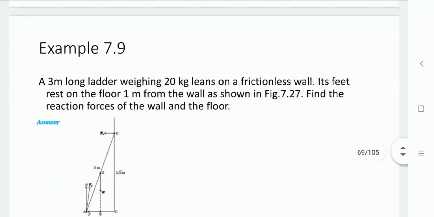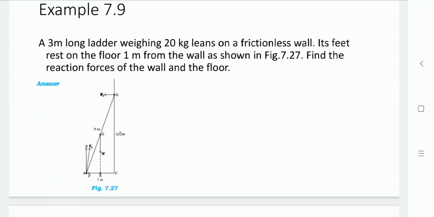Let us take another example. A 3 meter long ladder weighing 20 kilogram leans on a frictionless wall. Its foot rests on the floor 1 meter from the wall, as shown in the figure. Find the reaction forces of the wall and the floor. Here the ladder AB is 3 meter long, and its foot A is at a distance of 1 meter from the wall, that is AC is 1 meter. We can apply the Pythagoras theorem to determine BC, that is 2√2 meter.